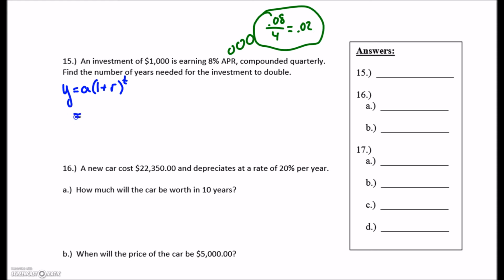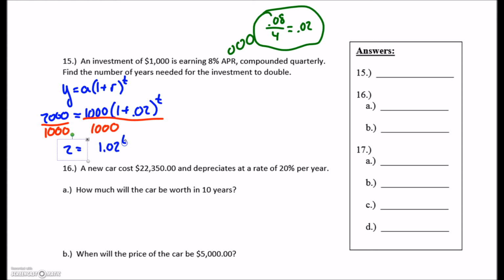So when I plug this in, the initial amount is 1,000. The rate that we're going to use is 0.02. And I want to know when this is going to double, so time is the thing that we don't know. I want to know when this equation is going to equal 2,000. Now I can solve this for t. I have to get the exponential part by itself, just like we did in the previous examples. You always want to get that by itself, so I'm going to divide each side by the 1,000. So I have 2 equals 1.02 raised to the t.